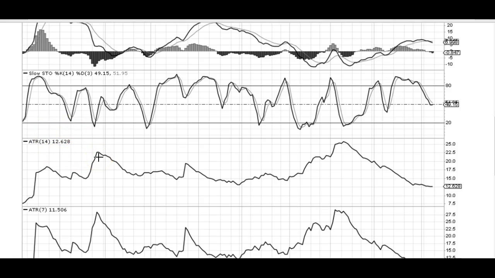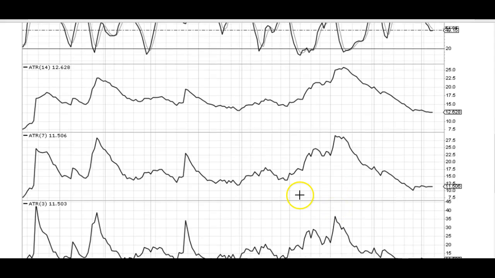Now the average range is calculated from the high and the low of the period, in that case 14 days, or 7 days in that case. The reason I have the average range for 3 days, 7 days, 14 days is because I want to get a good picture of where that range is going to be. So normally I will write in my watch list the average range for Google. I will put 11.5 to 12.6.